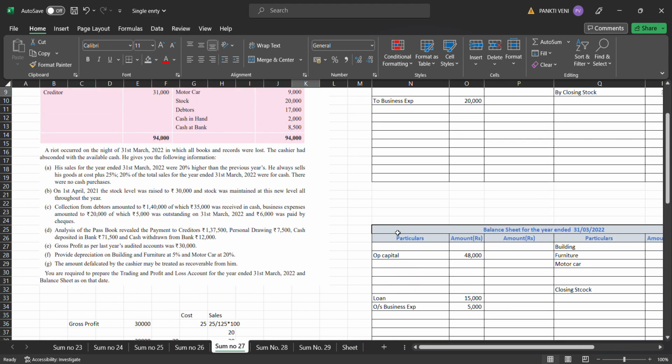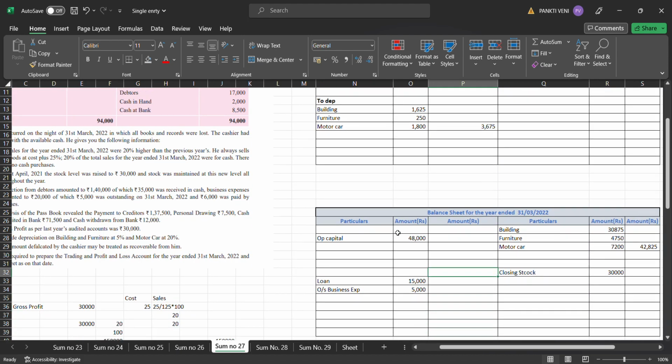So this much is done. Your asset is ready. Then you have the next entry, the depreciation entry. So depreciation on building, furniture, and motor car: 1625, 250, and 1800. Okay, so this part is also done.